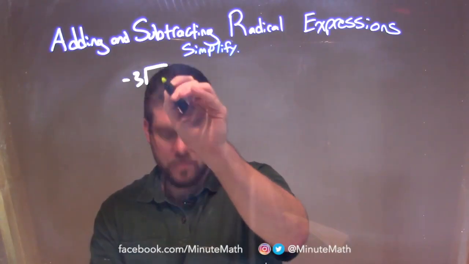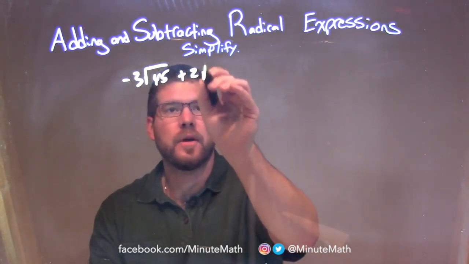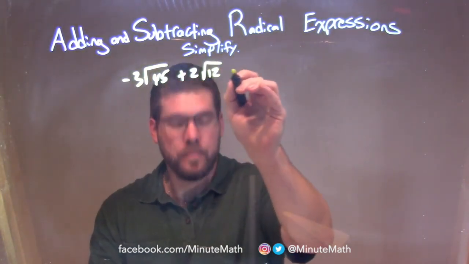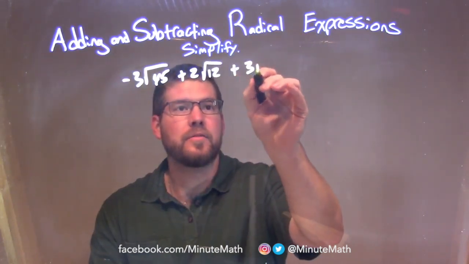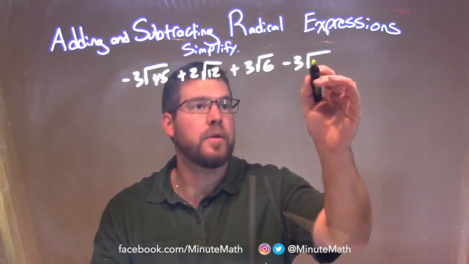Negative 3 times the square root of 45 plus 2 times the square root of 12 plus 3 square root of 6 minus 3 square root of 20.